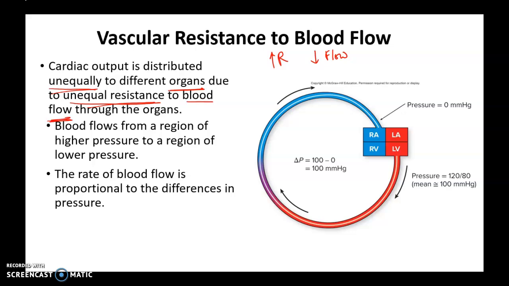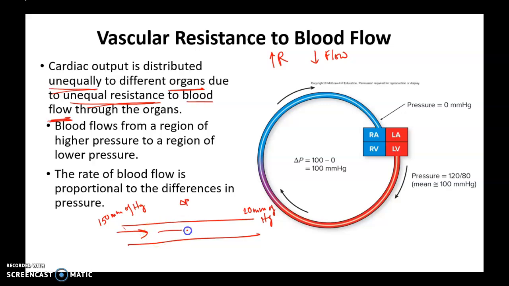All right. Also, let's say we have a blood vessel here, and at this end the pressure is, let's say, 150 millimeters of mercury, and at this end the pressure is 20 millimeters of mercury. Do you see a difference in pressure? Yes, you do. So the difference in pressure is denoted as delta P. When you have a difference in pressure, you will have blood flow from high to low. So blood will flow this way from high pressure to low pressure.